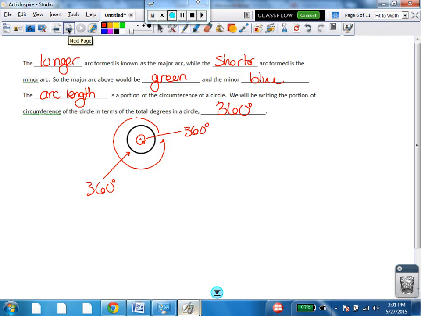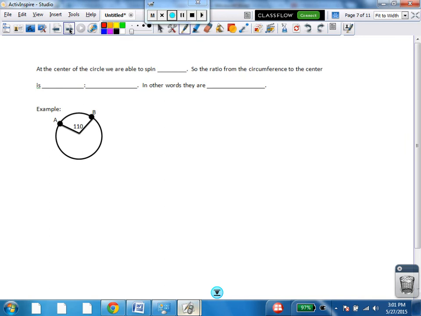So because they're actually exactly the same, maybe I'm getting a little ahead of myself, at the center of the circle, we're able to spin 360 degrees. So the ratio from the circumference to the center is actually 1 to 1. In other words, when it's 1 to 1, they're the same. They are, in fact, equal.